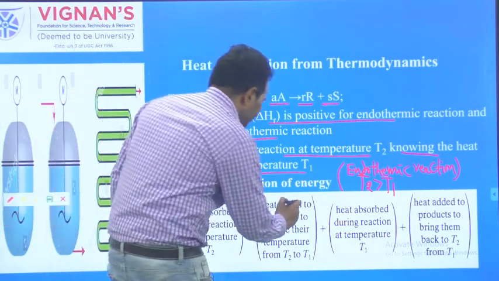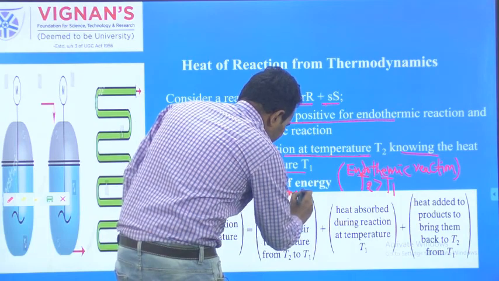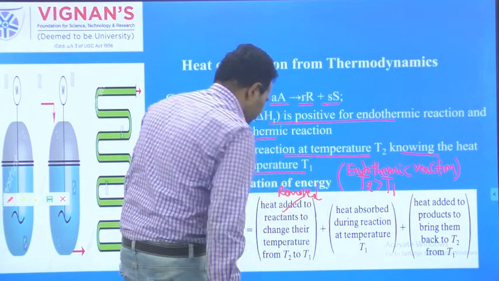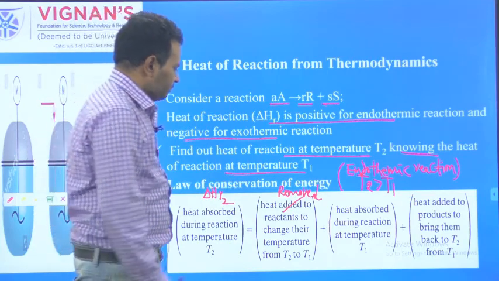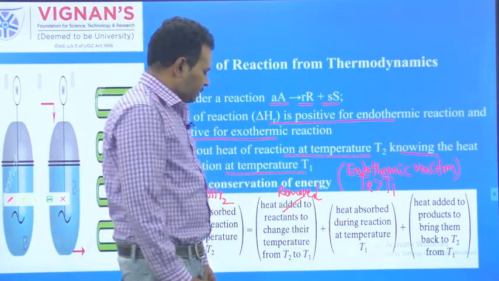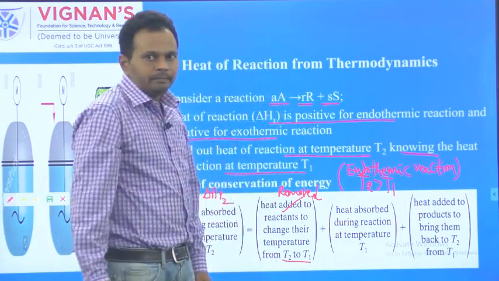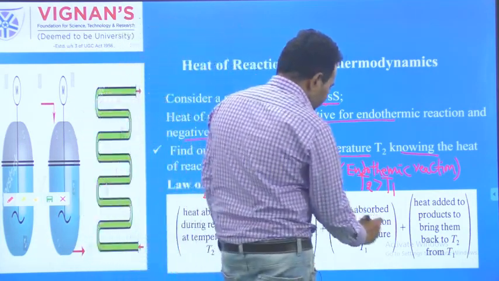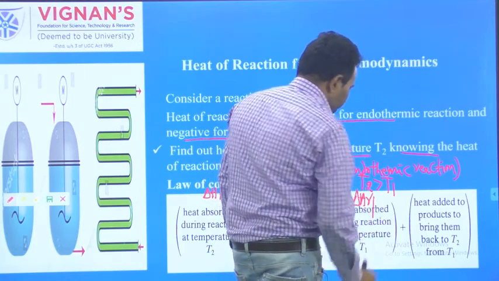So, that means here heat removed from reactants to change the temperature from T2 to T1. Heat removed from reactants to change their temperature from T2 to T1 and carry out the reaction at temperature T1, that is the heat absorbed during the reaction at temperature T1. This is the del HR1.